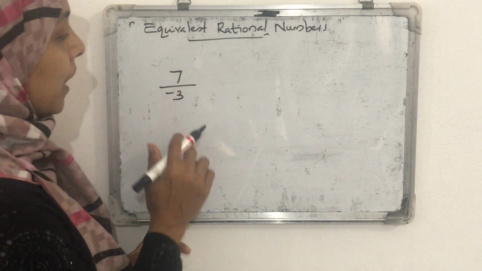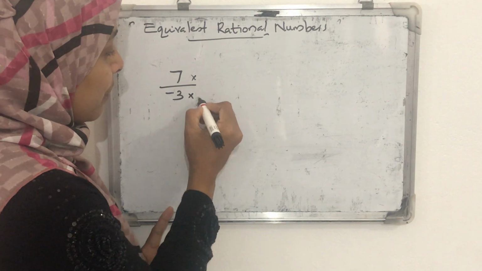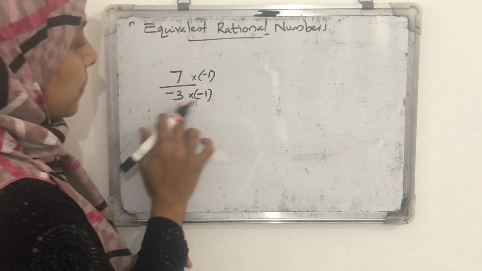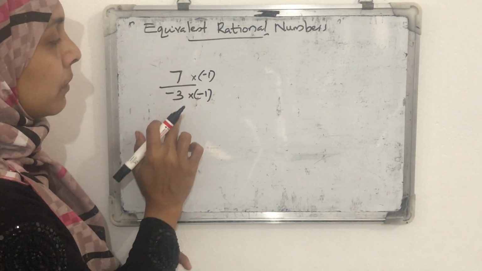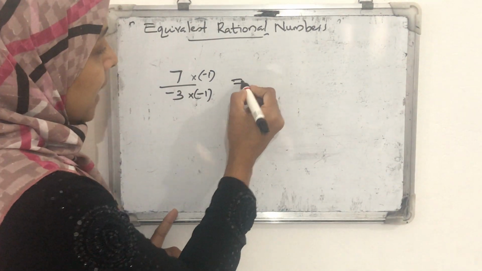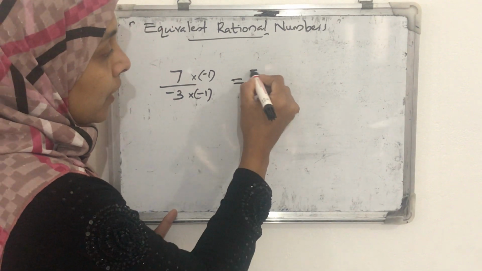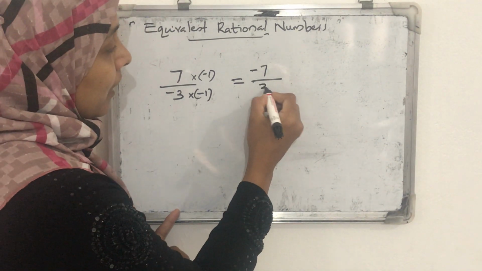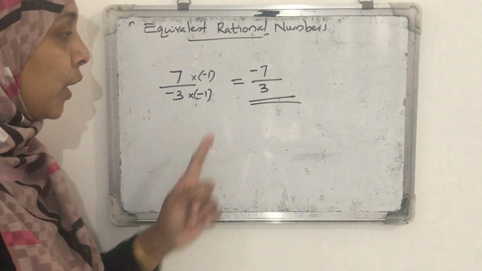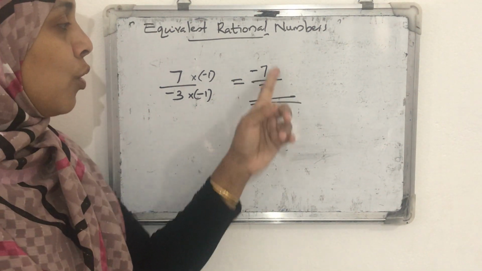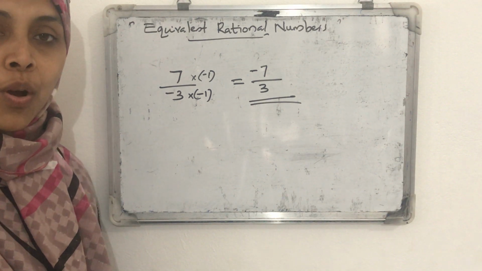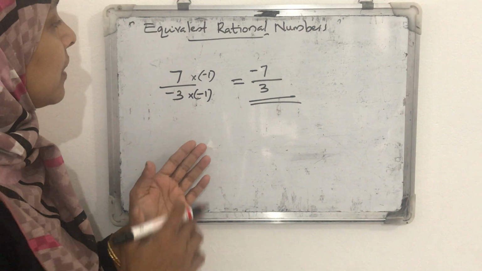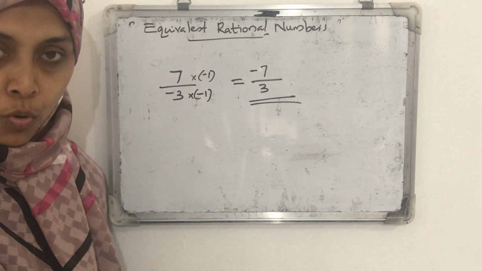Here we multiply both the numerator and denominator by minus 1. Now look, I multiply both denominator and numerator by minus 1. What will be the answer? 7 into minus 1, we get minus 7. And minus 3 into minus 1 is 3. Now it is in standard form. The denominator is positive and the numerator and denominator have no common factors. Now clear? So this is related to the standard form of a rational number.